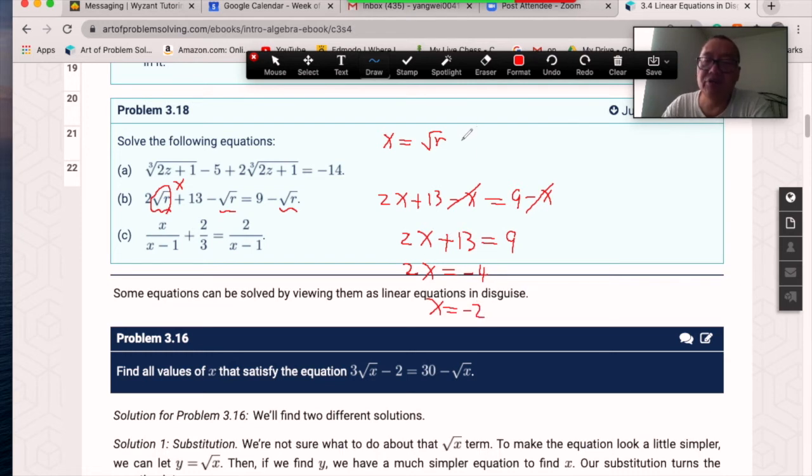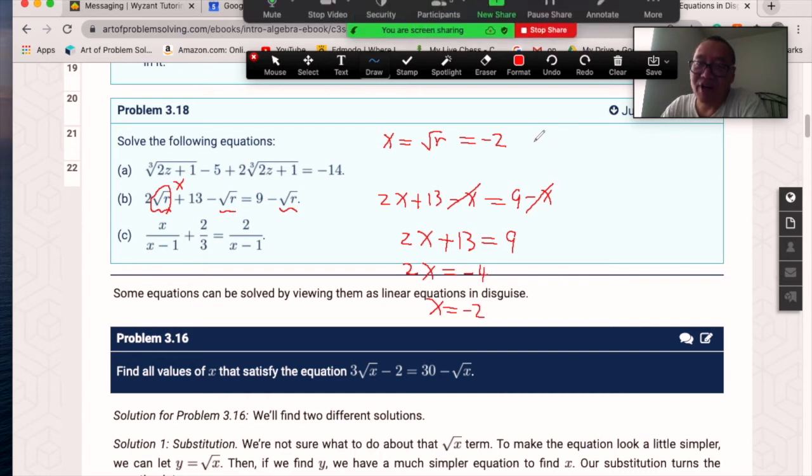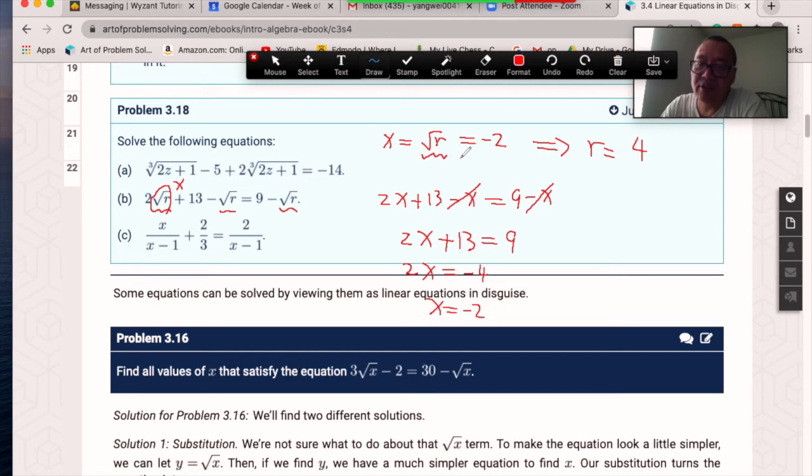x equals -2, then we need to plug back x, that's root r equals -2. So then you need to make sure here, if you square both sides, it looks like you will get r equals -2 squared, equal to 4, right? But you need to think, can root r equal -2? Is this one possible? If we suppose r is a real number, this one is not possible. It's impossible. So that means from here, when we solve here, we already know this equation has no solution.